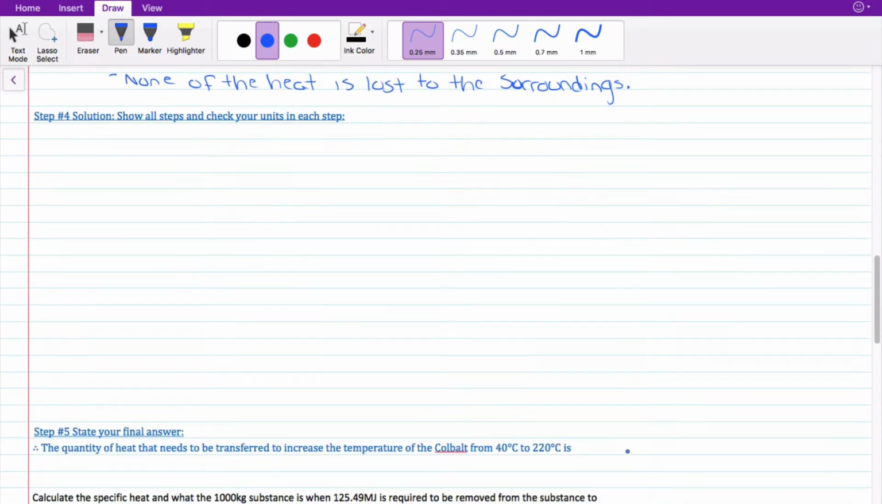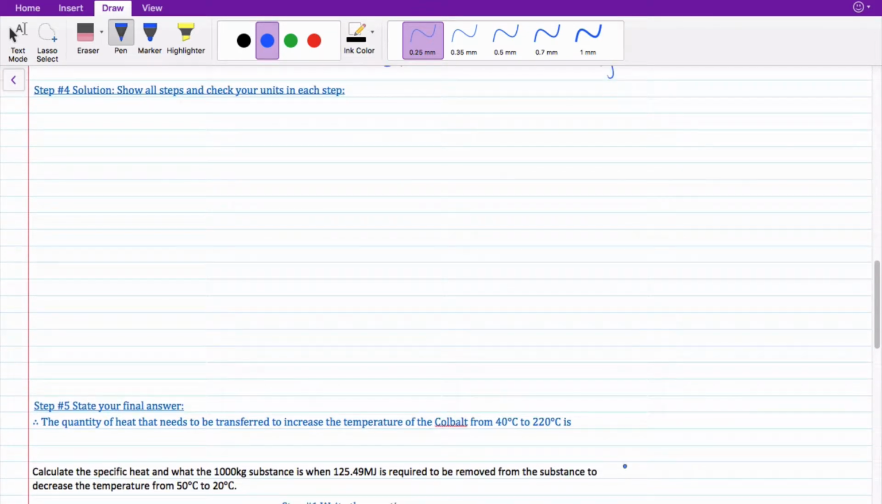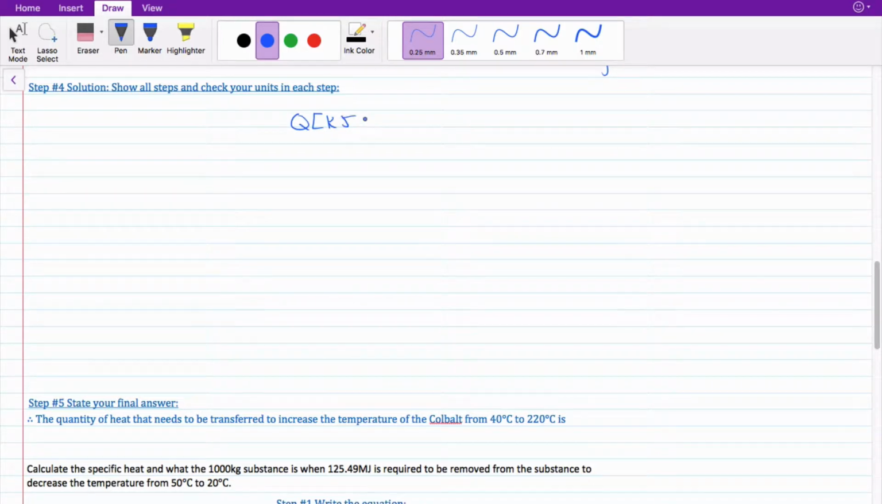So the fourth step is your solution. Make sure you show all your steps and check the units in each step. So we write our equation again: Q, the heat added in kilojoules, equals your mass in kilograms, times your specific heat in kilojoules per kilogram degrees C, times your temperature rise, which is T2 minus T1 in degrees C.